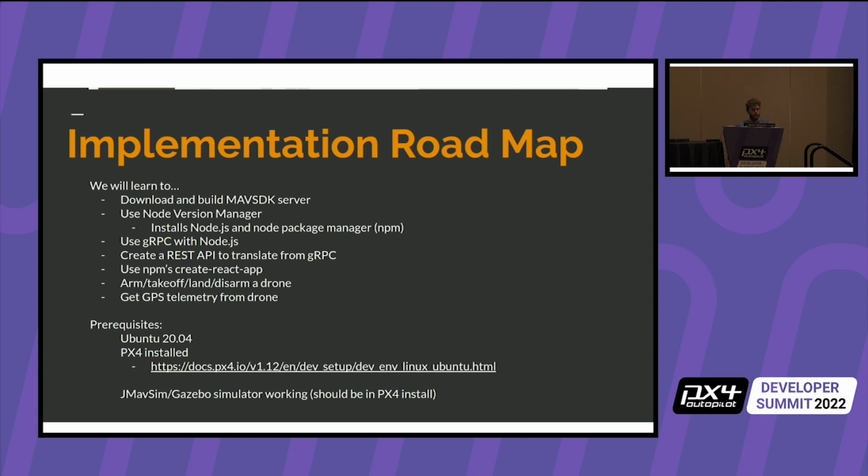We'll figure out how to use gRPC with Node.js so that we can communicate with the backend to our bridge. And we'll create a REST API on the other side of the bridge that translates those gRPC messages into whatever interface we want. We're going to do some pretty simple commands: arm, disarm, takeoff, land. But you can pretty much extend it to any of the files or the capabilities in a Mavisdk server.